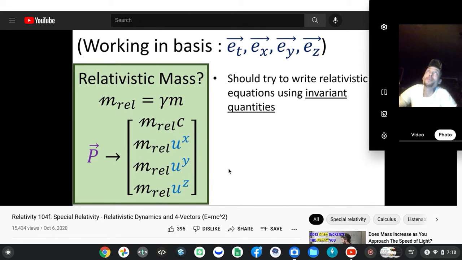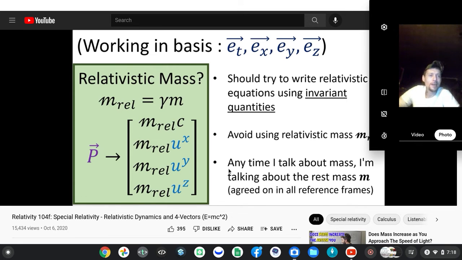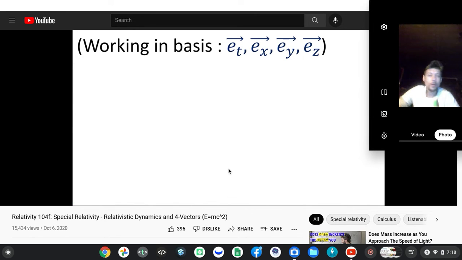However, it's my belief that we should try as much as possible to write relativistic equations using invariant quantities that are the same in all reference frames. So in this video series, I will not be using relativistic mass, since it changes in each reference frame. Anytime I talk about mass, I'm talking about the rest mass of an object, which is agreed upon in all reference frames.